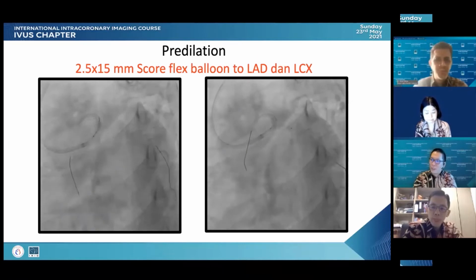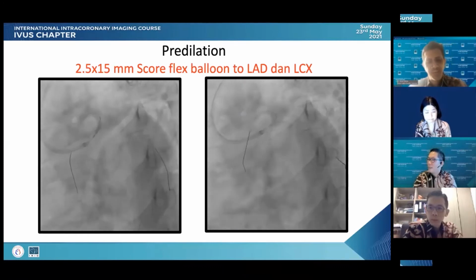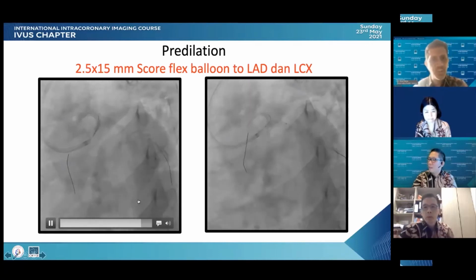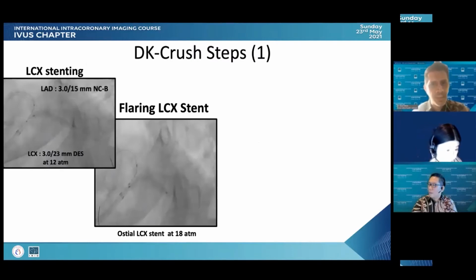Okay, Dr. Fauzi, please. Yes, actually I'm a fan of the cutting balloon, but at the time we ran out of cutting balloons in our hospital, so we used the scoring balloon. And then we decided to do a DK crush strategy. These are our DK crush steps.